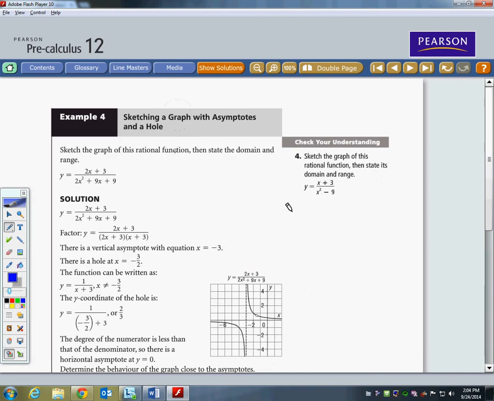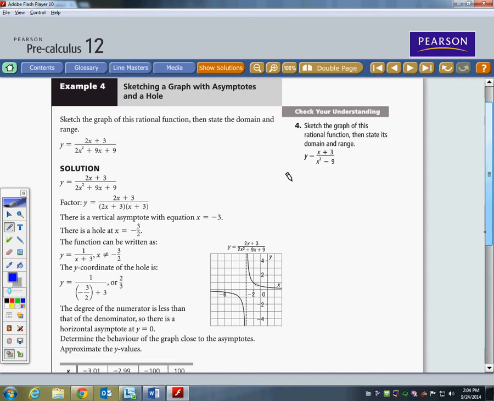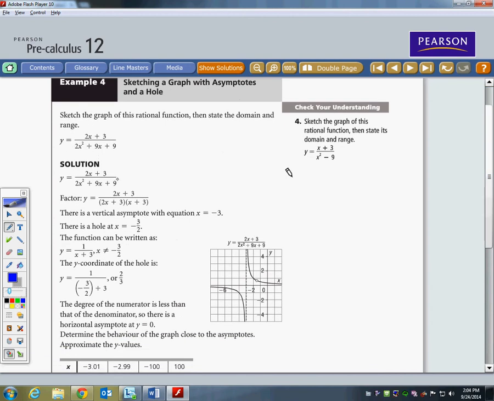Sketching a graph with asymptotes and a hole. So when does that happen? Well, looking at this denominator after they factor it, they got 2x plus 3 and x plus 3. 2x plus 3 is common, so you're going to have a hole when 2x plus 3 is equal to 0, or in other words, when x is equal to negative 3 halves. And you're going to have a vertical asymptote where x is equal to negative 3.